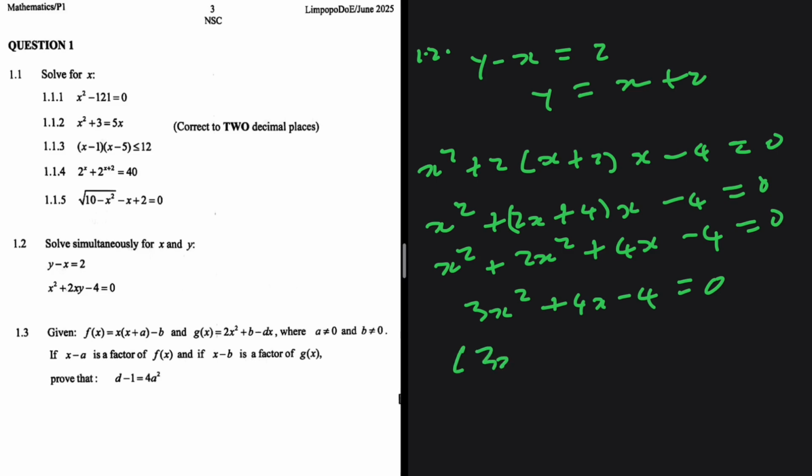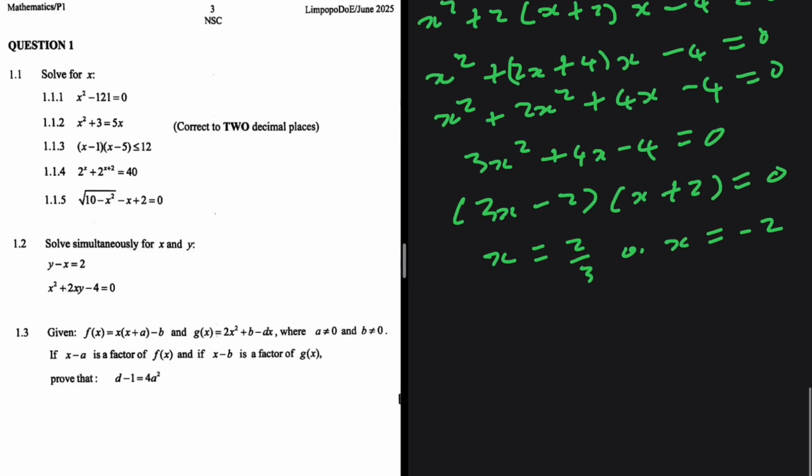So we have 3x minus 2, x plus 2. Right, yes, because we want the number in the middle to be positive. So 3x has to be multiplied by 2 so that we get 6x, and then we minus 2x to get plus 4x. Right, x is 2 over 3, or x is minus 2. Okay, those are the two values of x.